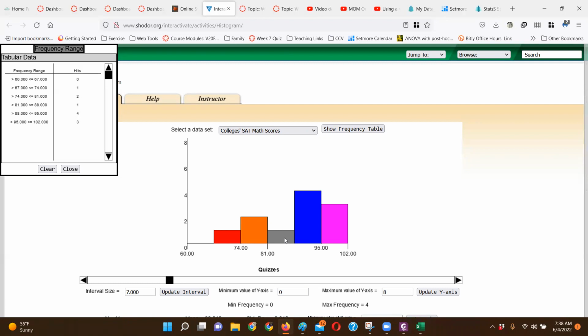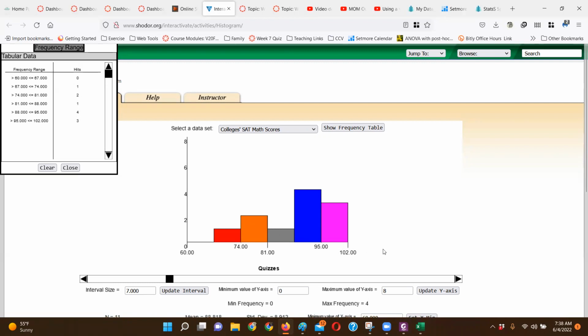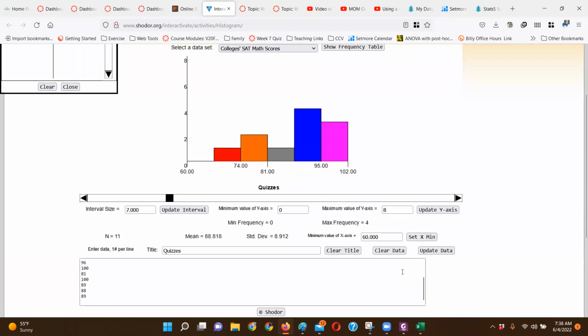So this calculator does show us some statistics somewhere here. I just have to remember how to find them. Oh, here you go. There's the mean. There's the standard deviation. It doesn't tell us what we need, the 5-number summary and the IQR. So you can do that by hand, or you can go to this other calculator.